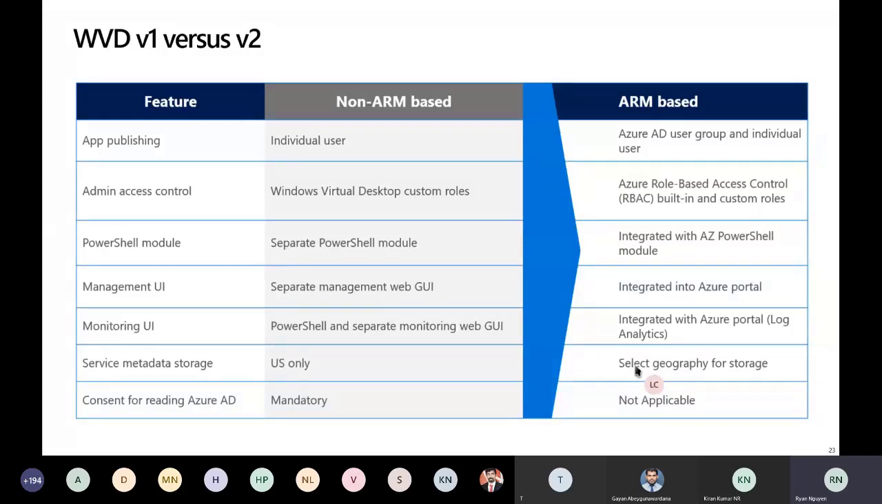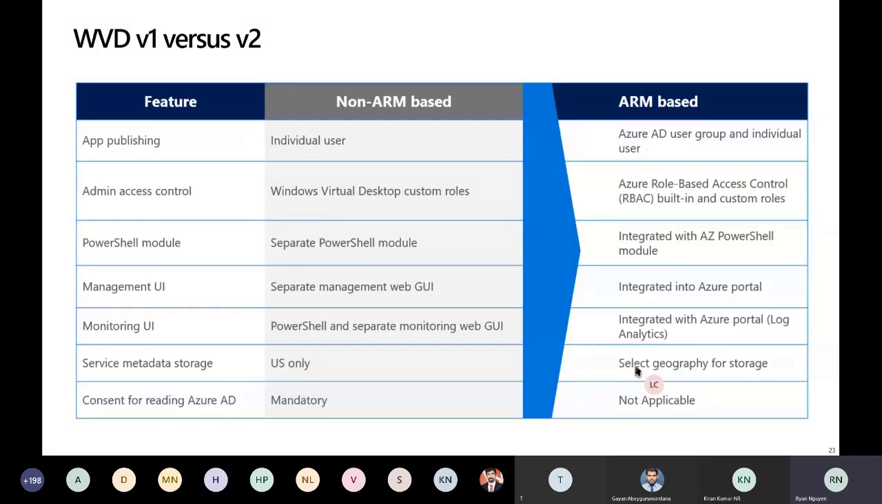With PowerShell, the non-ARM version uses a separate PowerShell module, and in the ARM one we go with PowerShell Core, which means you can definitely set up a tenant and do PowerShell work on macOS, because the macOS version of PowerShell is PowerShell Core. For the management UI, the non-ARM version has a separate management web UI that you need to set up by running some script, which we'll mention in the section. But in the ARM base, it's integrated into the Azure portal. You don't need to set it up separately.